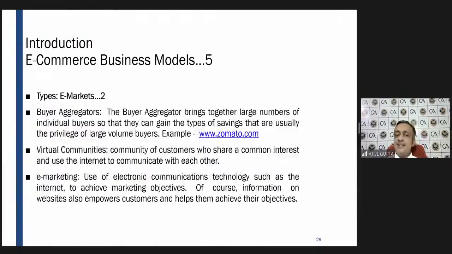Buyer aggregators bring together a large number of individual buyers so that they can gain savings by using large volume buying, like Zomato, Uber and Swiggy, the food aggregators. Virtual communities are communities of customers who share a common interest, use the internet and communicate with each other. E-marketing is the use of electronic communication technology, such as the internet, to achieve marketing objectives. Of course, information on websites also empowers customers.